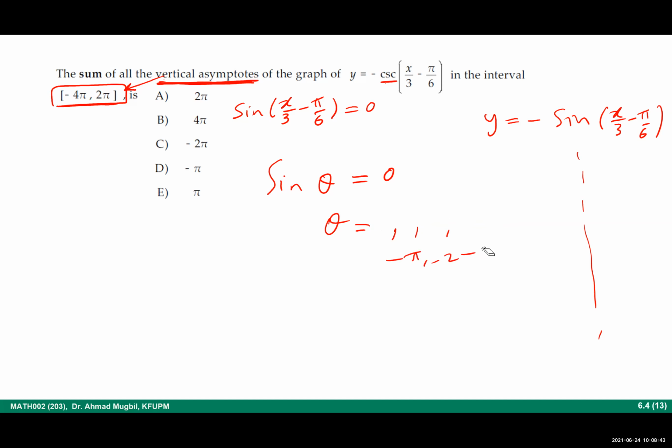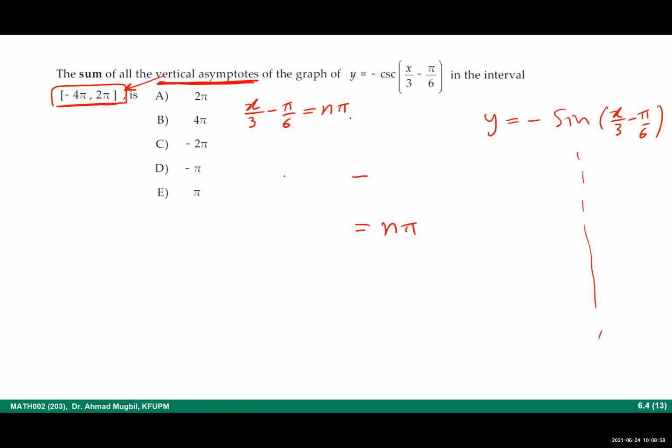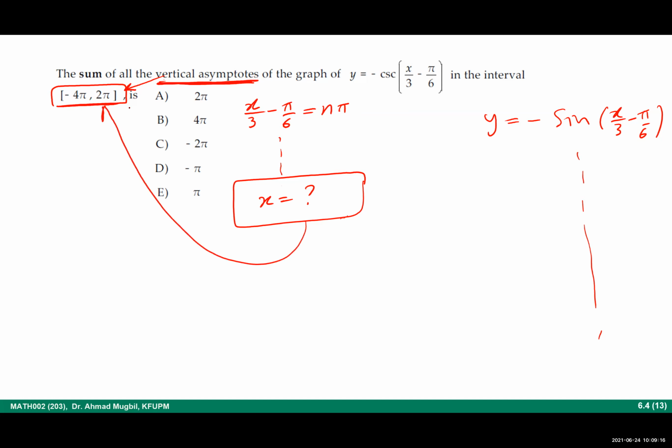How to write all of these? n pi. What is n? n is an integer. So here we will say this will be undefined if x over 3 minus pi over 6 is equal to n pi. What is n? n is 0, positive or negative 1, positive or negative 2, and so on. Now solve this equation for x. x equals what? If you find x, you will have here all the vertical asymptotes. Now check which one of them is in this interval, and you will solve the question so easily without sketching the graph.